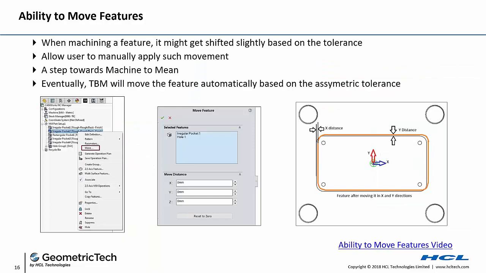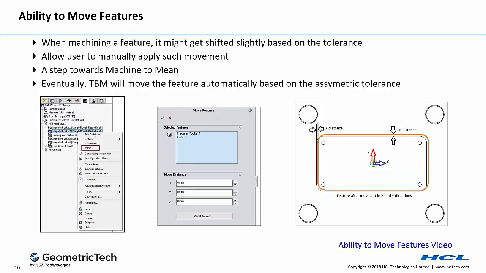The ability to move features. This one is very important, and I would think we may be the first CAM system to really be able to do this. So the idea here is that, suppose you have features, holes, pockets, whatever they are, and they are asymmetrically dimensioned. In other words, the location of the hole or pocket might be plus 10 minus nothing. And so what we want to do is machine that pocket at the mean. We call it machine to the mean. We want to machine to the mean.